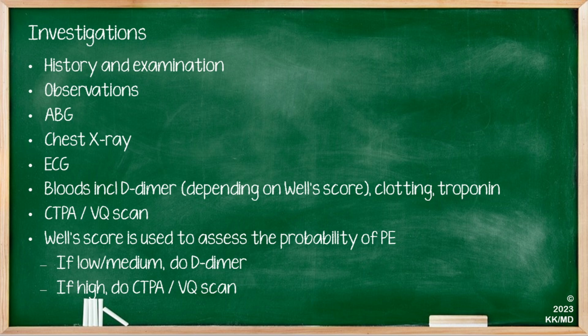Wells score is used to assess the probability of a PE. If the probability is low to medium, then it's advisable to do a D-dimer, and if it is high, it's advised to do a CTPA or VQ scan straight away.